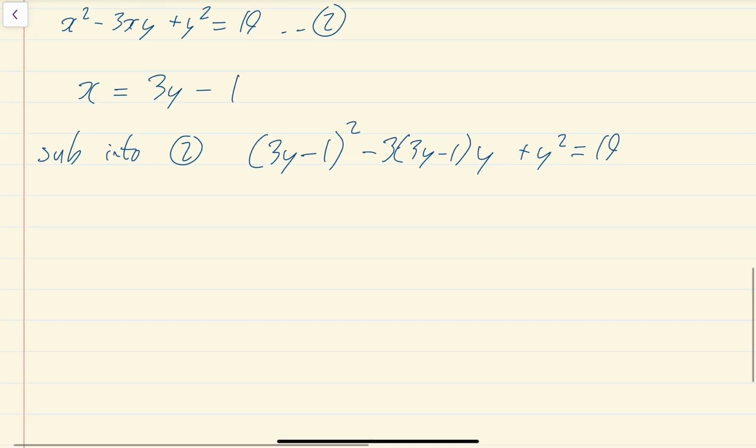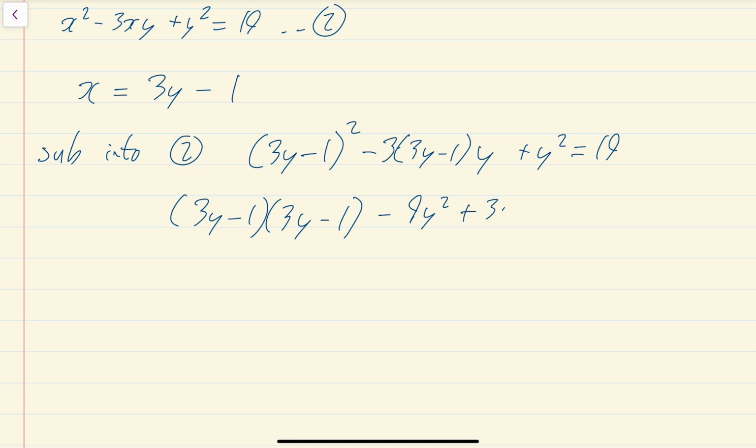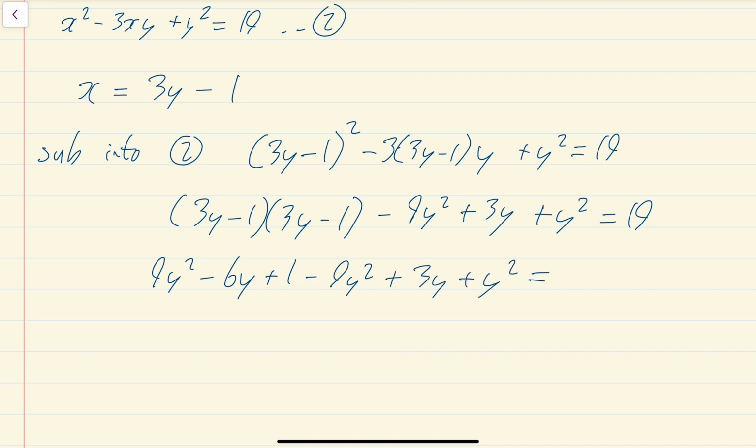So a lot of tidying up needed here. So I would just take the time and do this step here. So write this thing out the long way, and then over here, that's just minus 9y squared plus 3y plus y squared is equal to 19. And if we multiply this out, you'll get 9y squared minus 6y plus 1, and minus 9y squared plus 3y plus y squared is equal to 19.